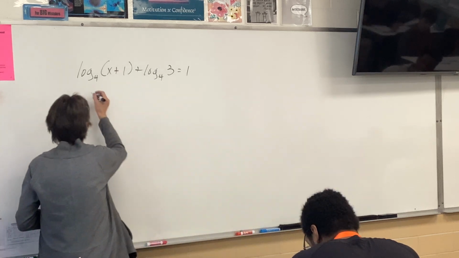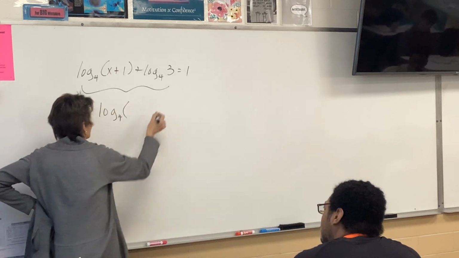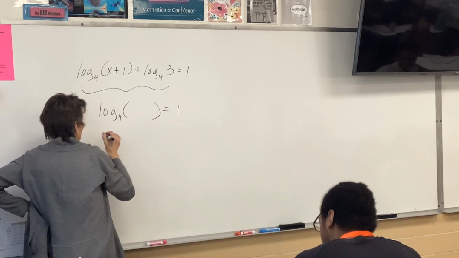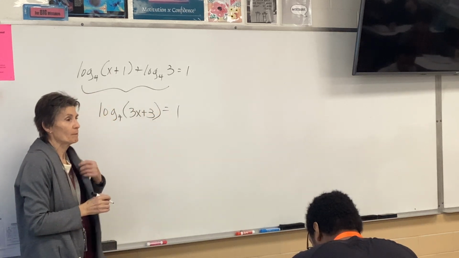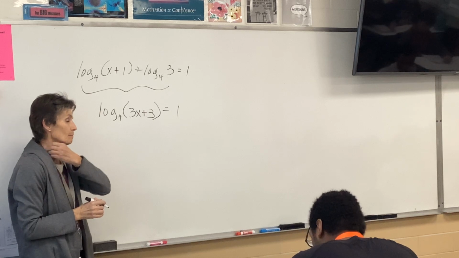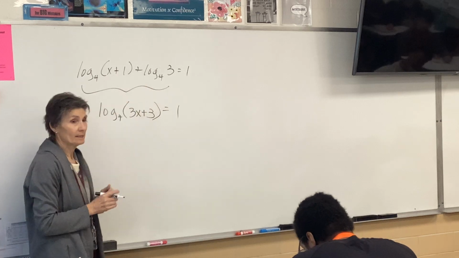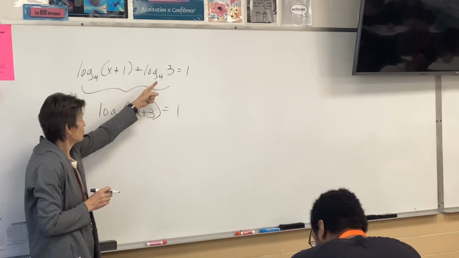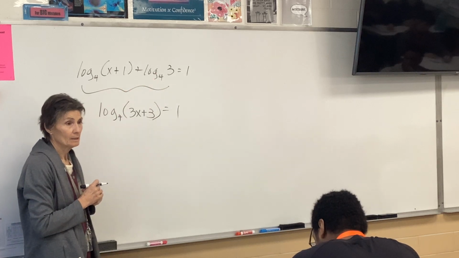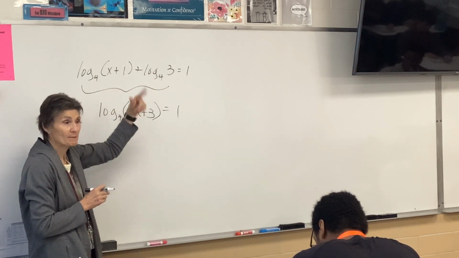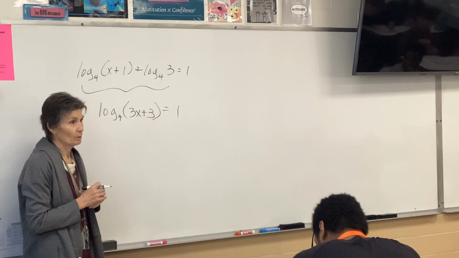All right, how do I combine these, guys? Log 3x times 3x plus 3, absolutely. Why is that 3x plus 3? Because these are added, so these two things have to be multiplied, and that means distributing 3 times x plus 1. All right, now the problem is manageable.